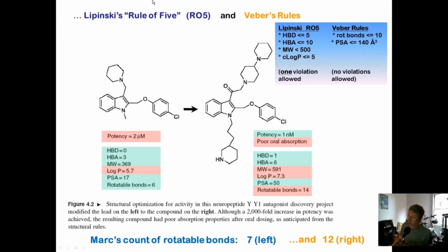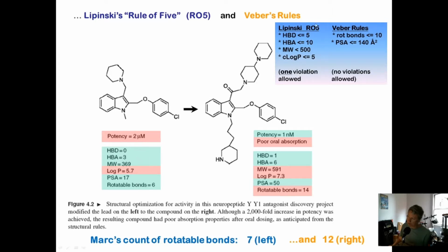And what we found here was that the left structure, their initial lead structure, had bad potency, 2 micromolar, but that overall it was a fairly good molecule in terms of drug-like properties.